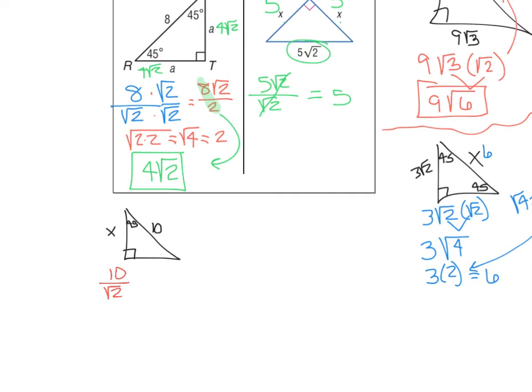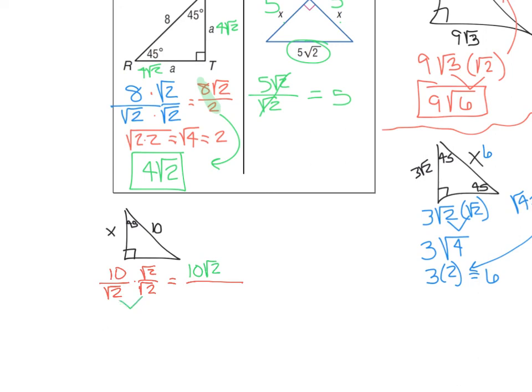Remember, the fraction bar does mean division. I can't leave that root on the bottom, so I'm going to rationalize, multiplying both the top and the bottom by root 2, that denominator. Because we have a fraction times a fraction, we multiply across the top to get our numerator and across the bottom to get our denominator. So 10 times root 2 will be 10 root 2. We can't simplify that any further.